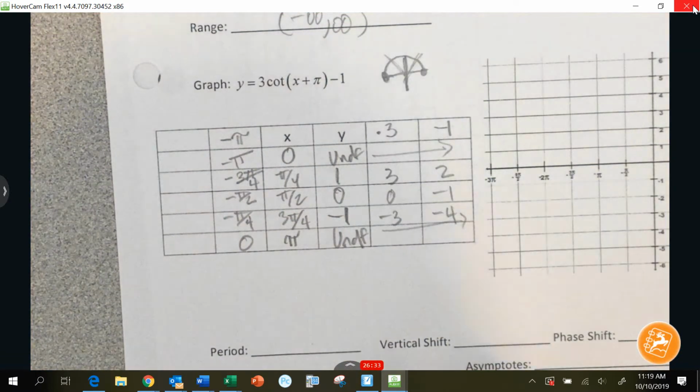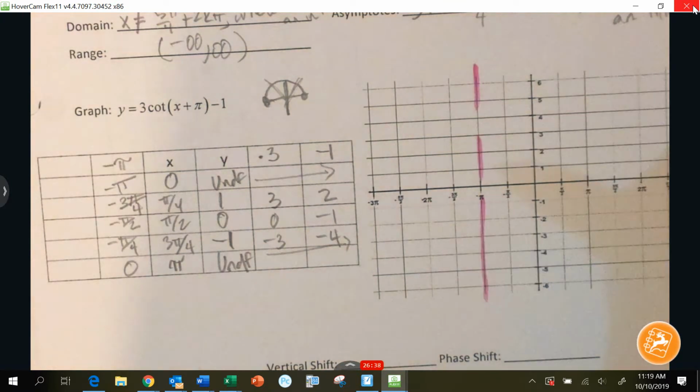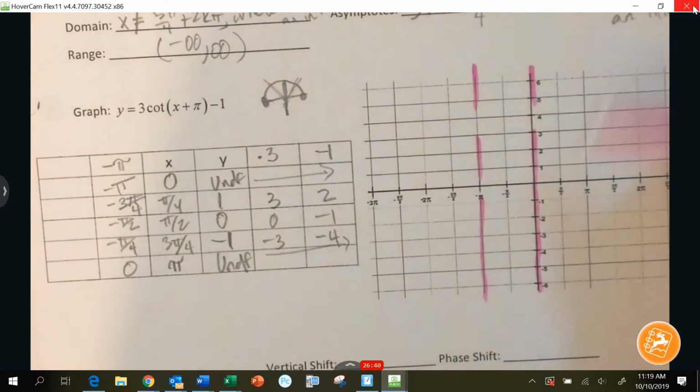So when I go to put my asymptotes, I'm going to have an asymptote at negative pi and at 0. Then I will follow that pattern.